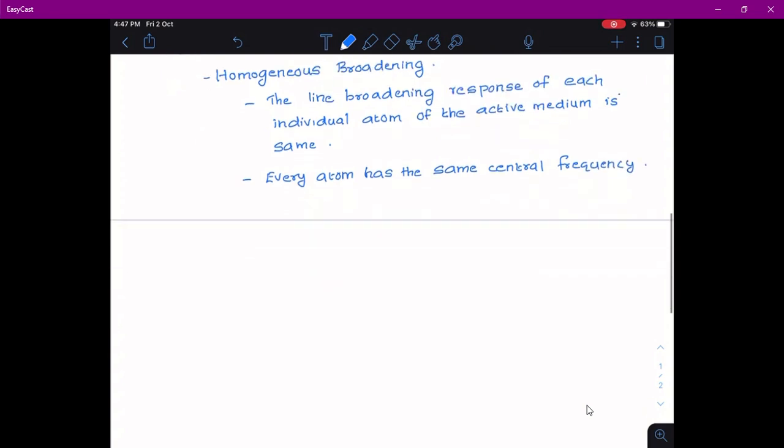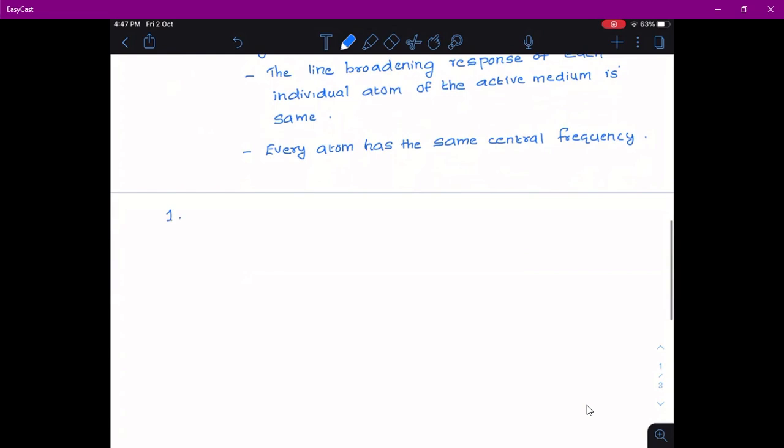Okay. For example, let's take atom number 1. It will have a spectrum like this with the central frequency nu naught. Take atom number 2, the spectrum goes like this, again the same nu naught. Atom number 3, you have the same spectrum, nu naught. Atom number 4, same spectrum, nu naught.